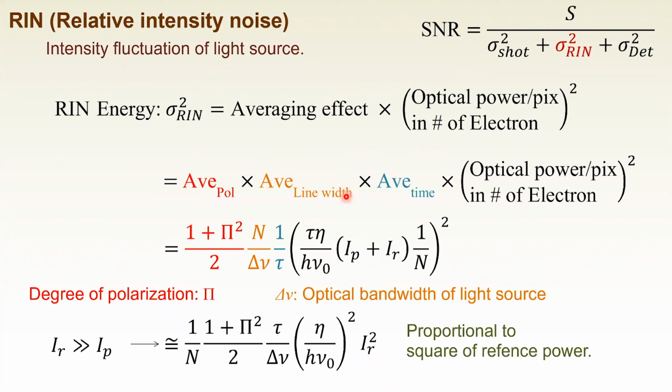And then the line width effect is here. This one is the bandwidth of the light source in frequency, divided by the number of pixels in the case of FD-OCT. Or it's the bandwidth of the spectrometer, divided by the number of pixels. So it's the resolution of the spectrometer. And in this spectrometer resolution, the light is integrated, so it's an averaging effect. So this term is the line width averaging. And here we have the inverse of the exposure time.